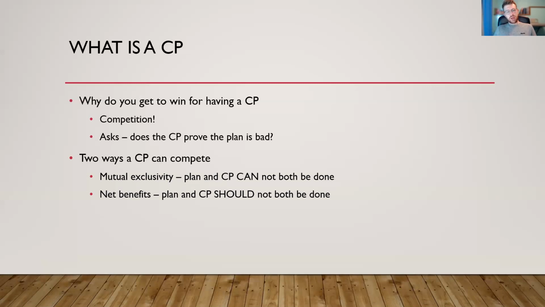So you can compete by saying the plan and counterplan cannot both be done, and then winning that the counterplan would be better. Or you could win on net benefits, which is the plan and counterplan should not both be done. So with mutual exclusivity, that's usually where your strongest opportunity cost arguments are going to come from. With net benefits, you can have both.